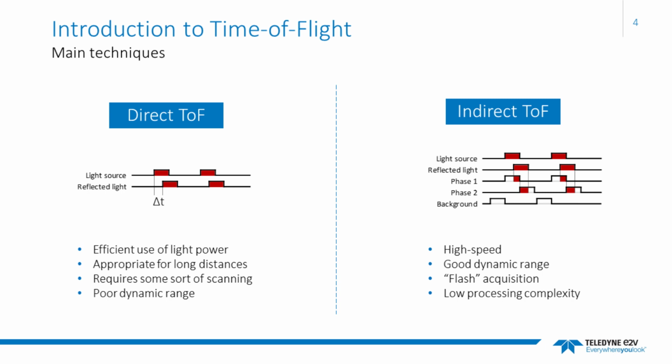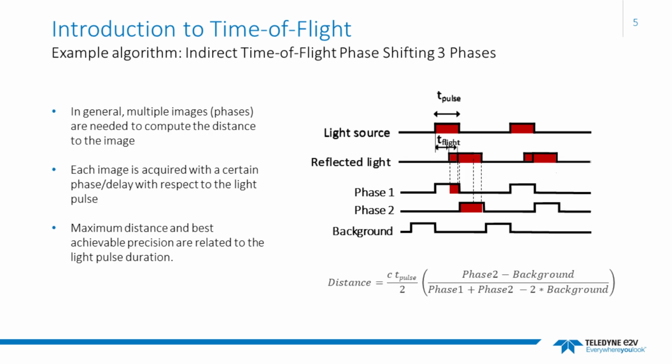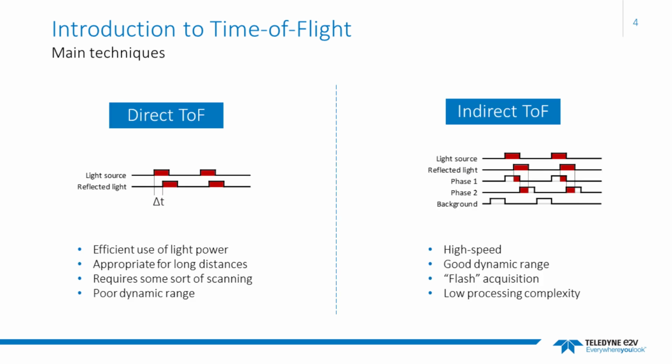Time of flight is divided into two techniques. The first one is called direct time of flight. The principle of this technique is to emit a light and to wait for the reflected one. The time between the emission and the reception, delta t, allows to directly calculate the distance, hence its name. The second technique is indirect time of flight. This one will split the reflected light into several phases, which will allow to estimate the distance of the object by comparing these phases. We will see an example just after.